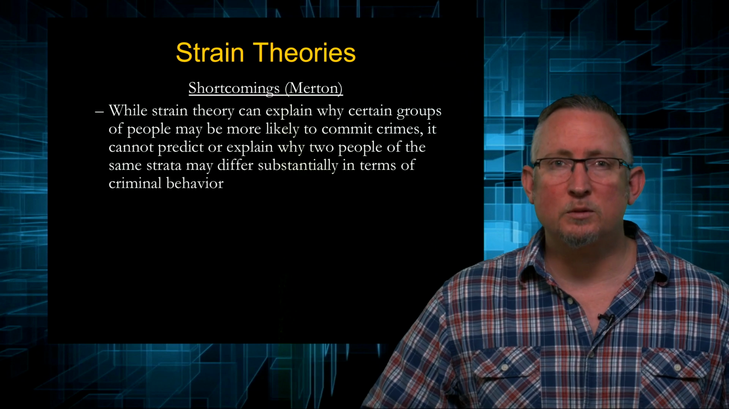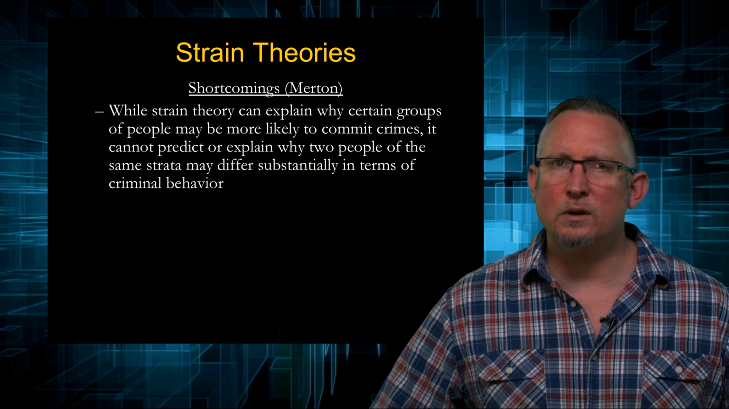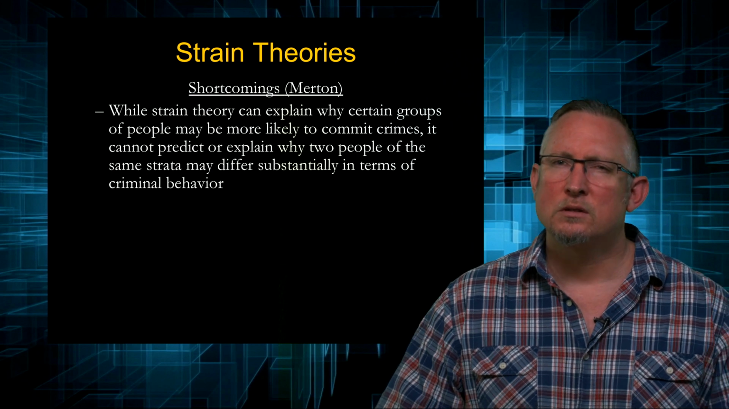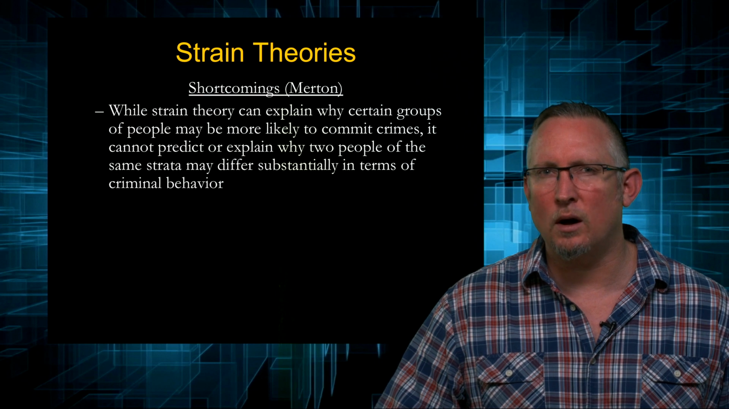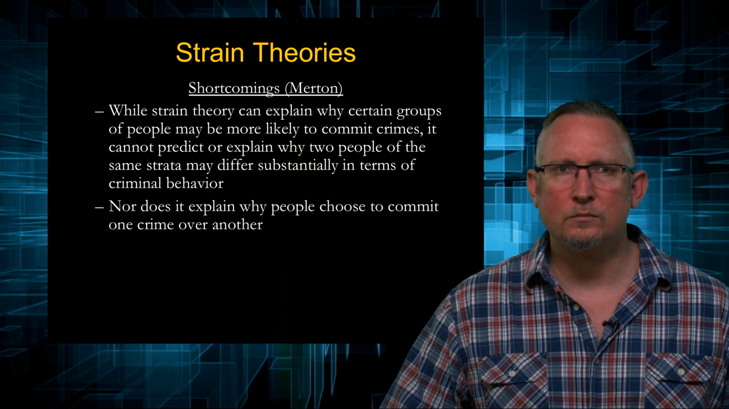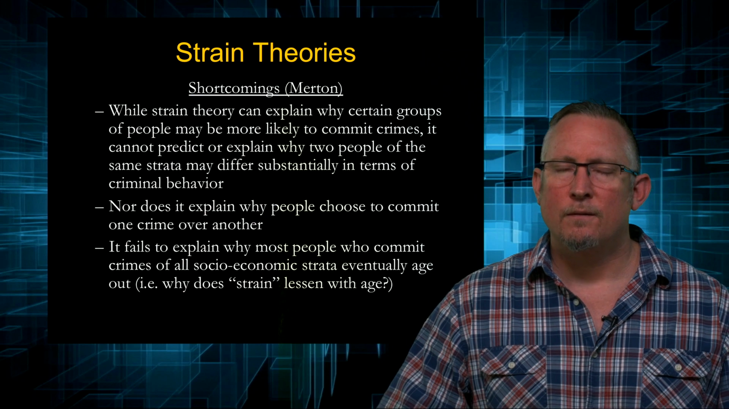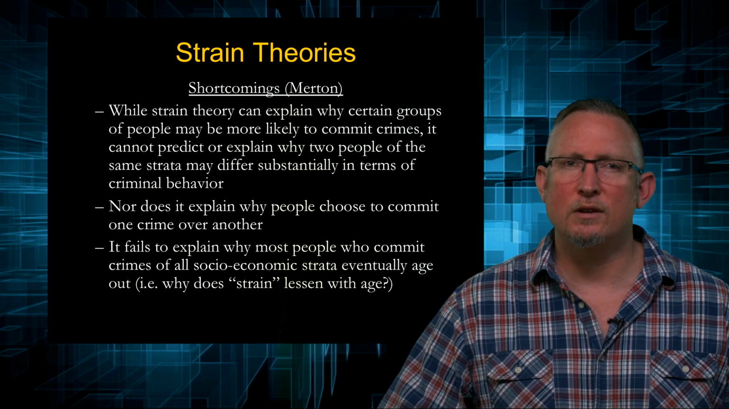While strain theory can explain why certain groups of people may be more likely to commit crimes, it cannot predict or explain why two people of the same strata differ substantially. Here we see the problem that a trait theorist would rightly pick up on: its lack of predictive power at the individual level. Nor does it explain why people choose to commit one type of crime over another. It fails to explain why most people who commit crimes of all socioeconomic strata eventually age out.